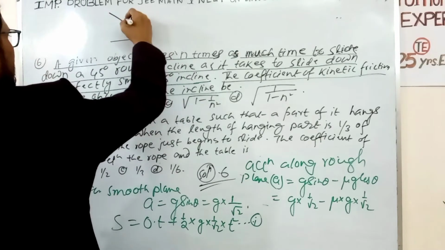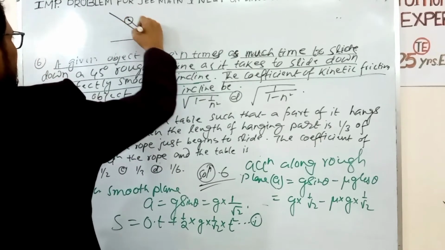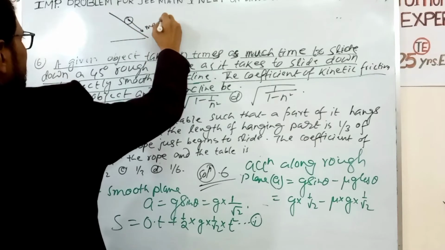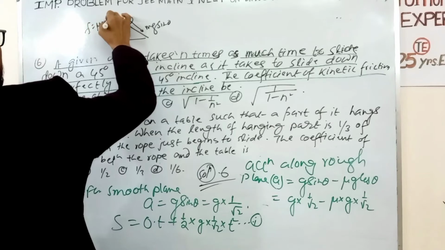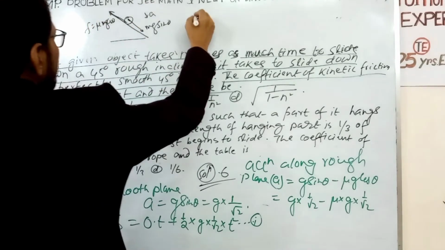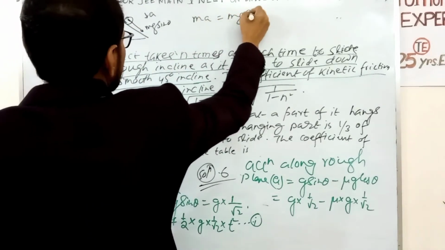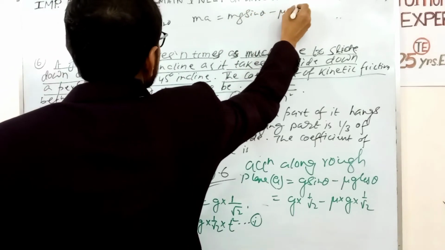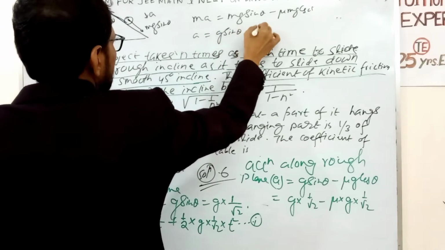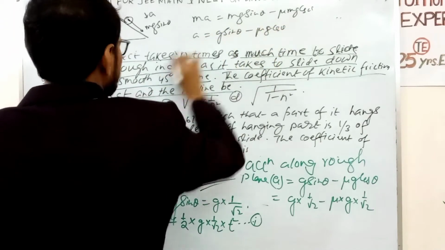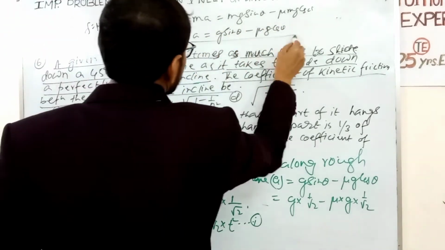What is the acceleration on the rough plane? Now this is mg sin theta, and in this direction friction force equals mu mg cos theta. So acceleration is a, so ma equals mg sin theta minus mu mg cos theta. That's why a equals g sin theta minus mu g cos theta. So this is the acceleration of the body along the rough inclined plane.